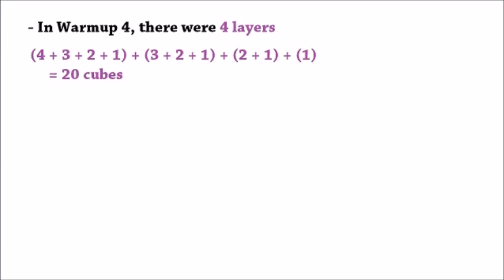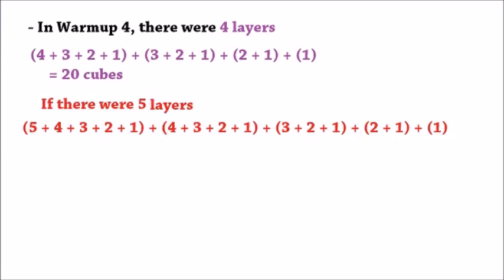Now how would we find it for 5 layers? Well, we simply need to find the number of cubes in the 5th layer, and we do it just like this: 5 plus 4 plus 3 plus 2 plus 1 for the 5th layer, and then we add the number of cubes in warm-up 4, or if there were 4 layers: 4 plus 3 plus 2 plus 1 plus 3 plus 2 plus 1 plus 2 plus 1 plus 1. And we'd find a total of 35 cubes.